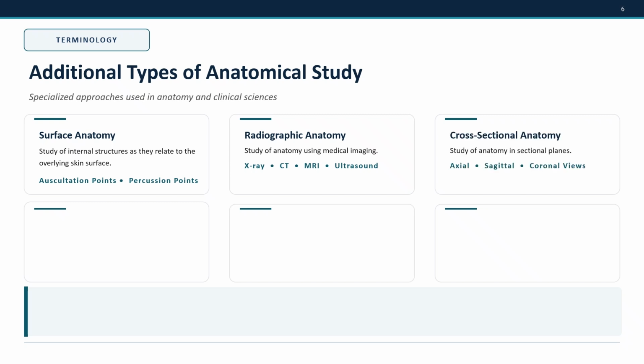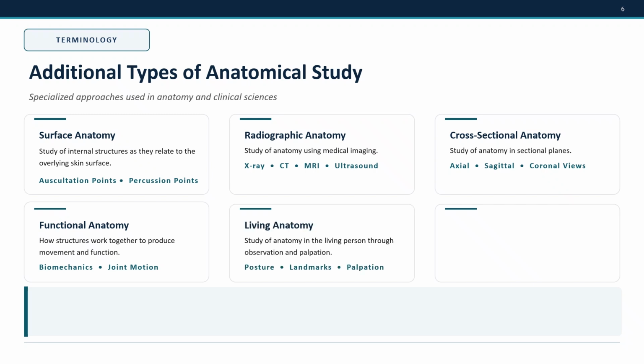Cross-sectional anatomy is when you take a structure and divide or cut it into sagittal or coronal planes, for example, and you can study how the structures are oriented from superficial to deep. Functional anatomy, how the structures work together to produce movement and function. These are like your biomechanics, your joint motion, joint palpation. Living anatomy, study of anatomy in the living person through observation and palpation. Again, studying how posture changes, where different landmarks are, how to palpate things while people are moving.